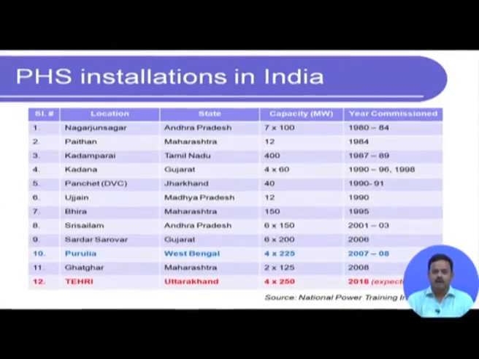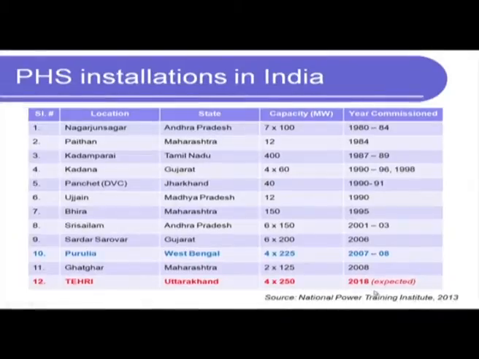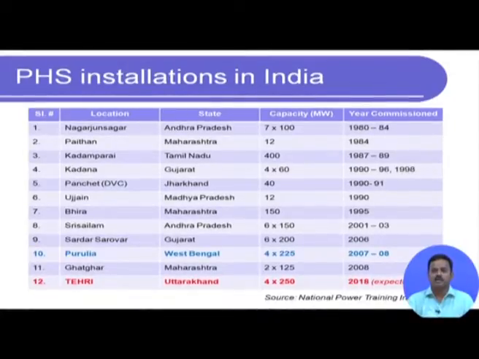Okay. However, that being said, the one that is under construction is expected to be completed next year, in Tehri Dam in Uttarakhand. The pumped hydro storage installation is in progress. The hydroelectric plant is already there, and there the installation is going to be 1000 megawatts, which is very high.